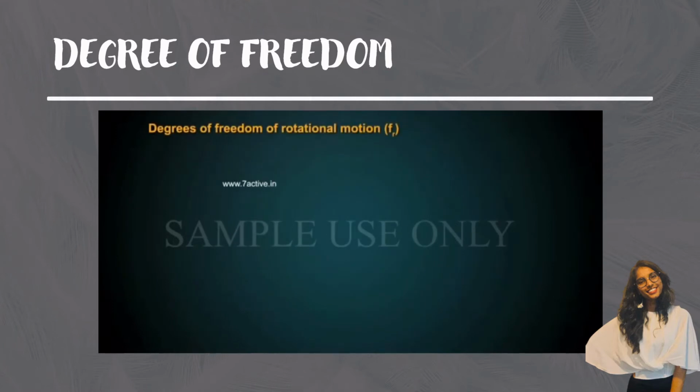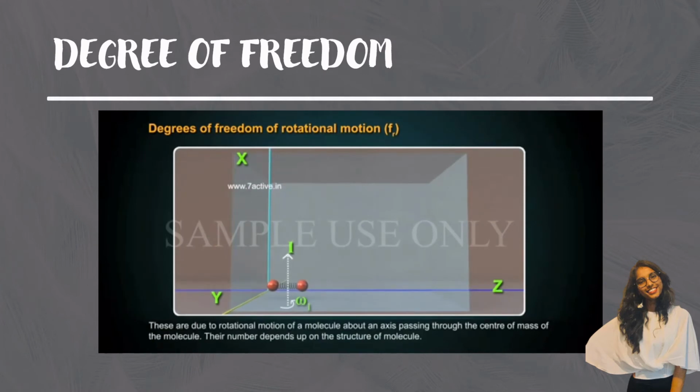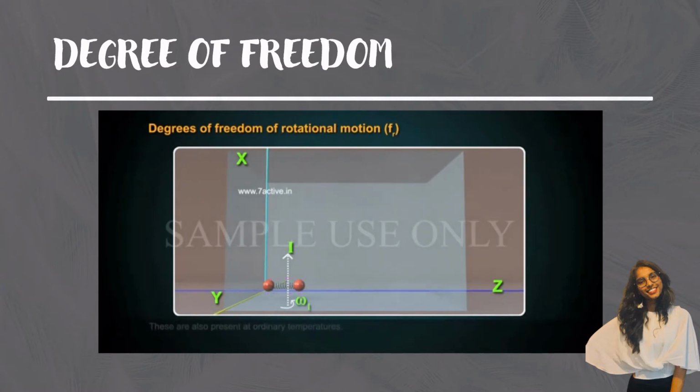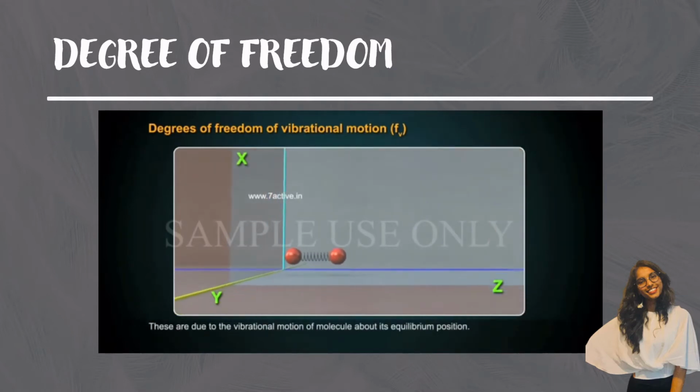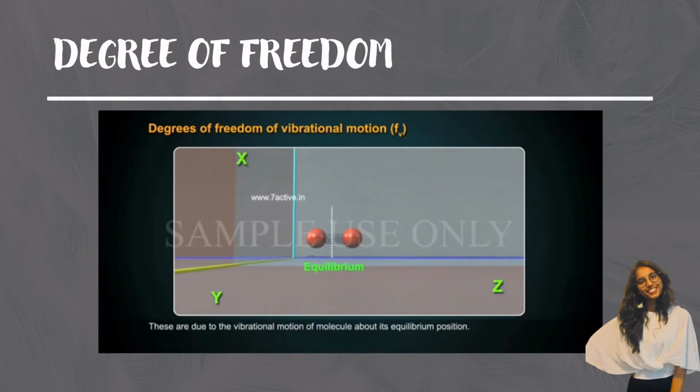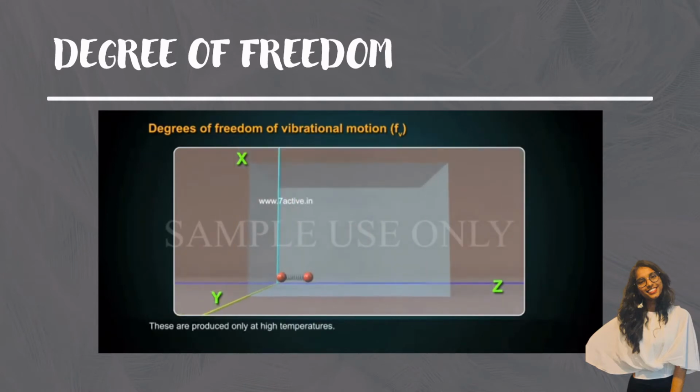Degrees of freedom of rotational motion, Fr. These are due to rotational motion of a molecule about an axis passing through the center of mass of the molecule. Their number depends upon the structure of the molecule. These are also present at ordinary temperatures. Degrees of freedom of vibrational motion, Fv. These are due to the vibrational motion of a molecule about its equilibrium position. The number depends upon the structure of the molecule. These are produced only at high temperatures.